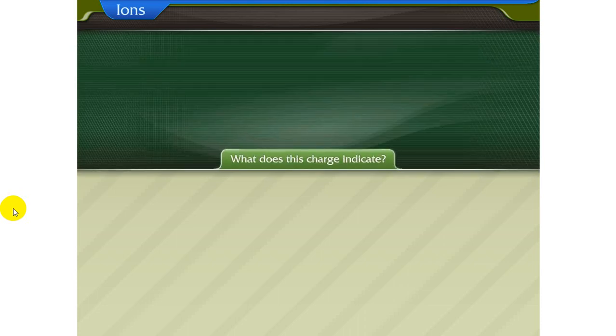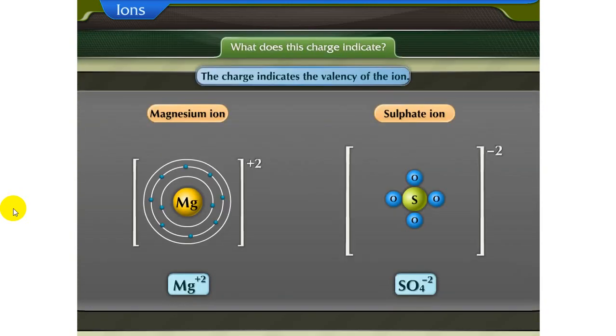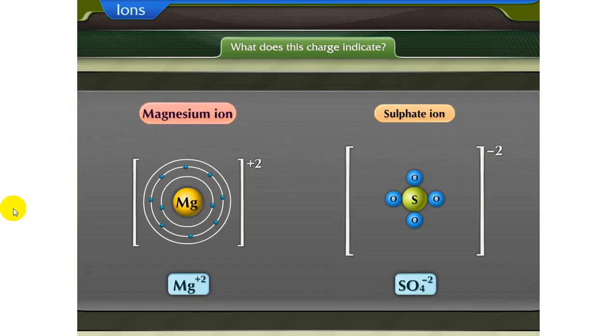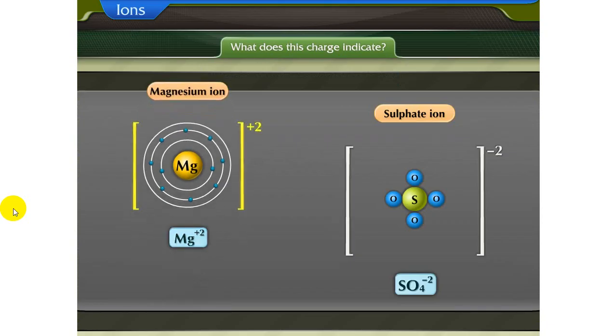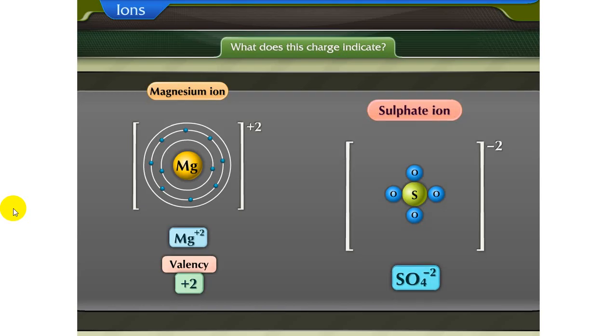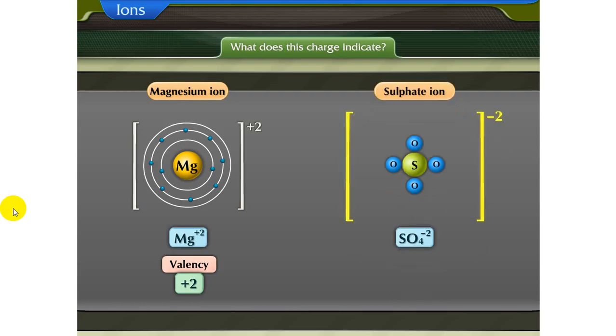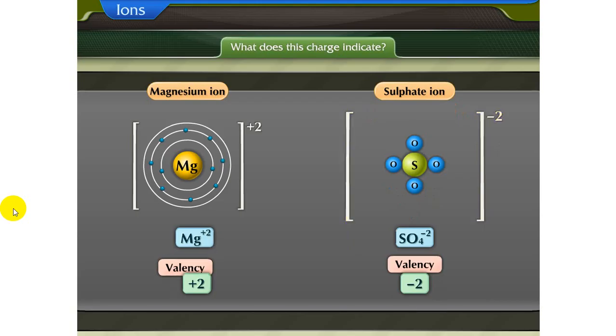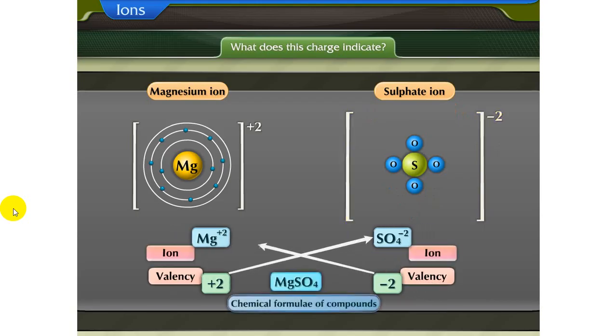What does this charge indicate? The charge indicates the valency of the ion. Magnesium ion is written as Mg2+. The 2+ charge indicates its valency is +2. Sulfate ion is written as SO4 2-. The 2- charge indicates that its valency is -2. The valencies of ions are useful in writing the chemical formulae of compounds.